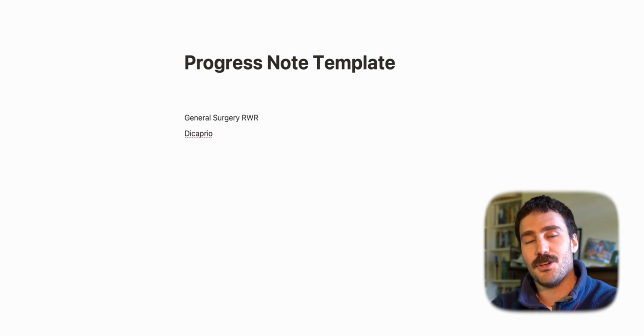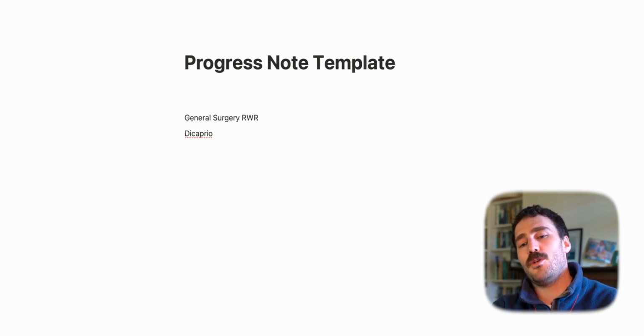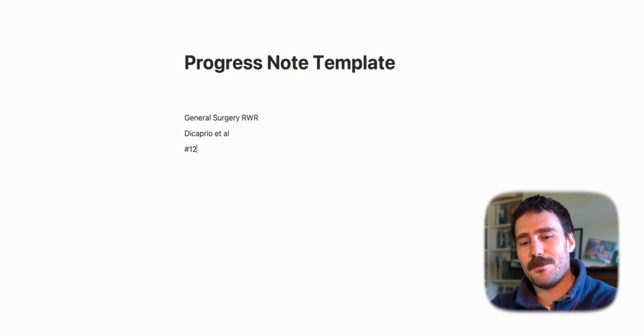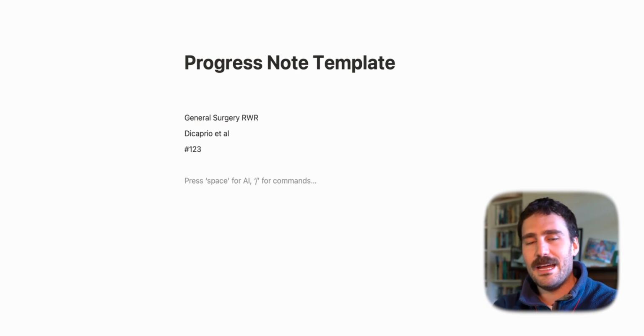So if I was writing it down, you write down the most senior person in the ward round, and then you either can list all the other people, but I can't be bothered doing that, so I just put et al. And that essentially means, yes, DiCaprio was the most senior person there, and then there was a bunch of other people who were less senior than him there. Then you put down your pager number, and you say what happened.